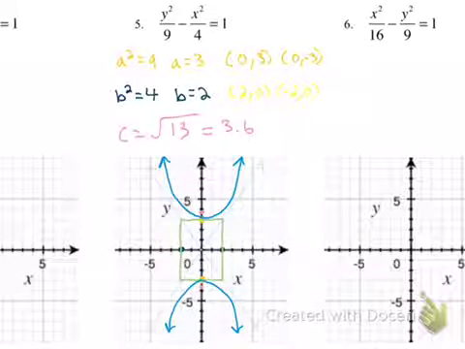As you can see, my vertices were at (0, 3) and (0, -3) because y squared came first, so I knew it was vertical. So mark that down. My conjugate axis comes from b squared, which was 4, so b is 2. And I get my conjugate axis there, and I have my hyperbolas.